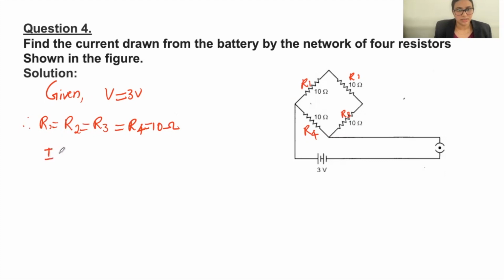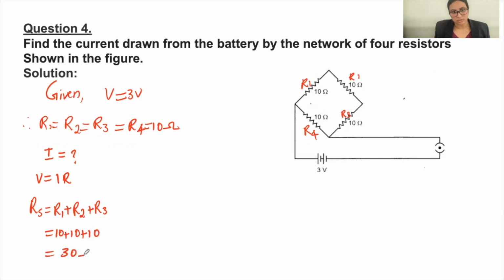Now, we need to calculate current, right? So current I, we need to find out from this equation, V is equal to IR. So we need to calculate the total resistance of this circuit. How to do that? As we know that R1, R2, R3 are connected in series. So let us find out the total resistance of this series circuit first. Therefore, resistors connected in series will give Rs is equal to R1 plus R2 plus R3, which gives what? 10 plus 10 plus 10, which gives 30 ohm.